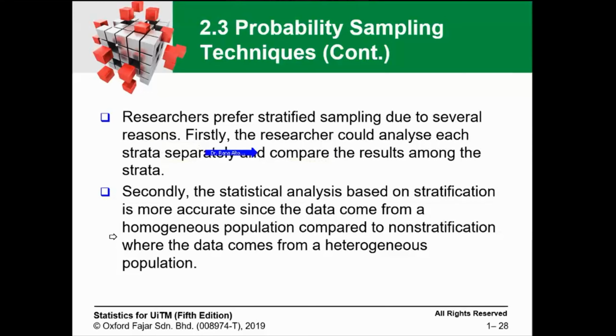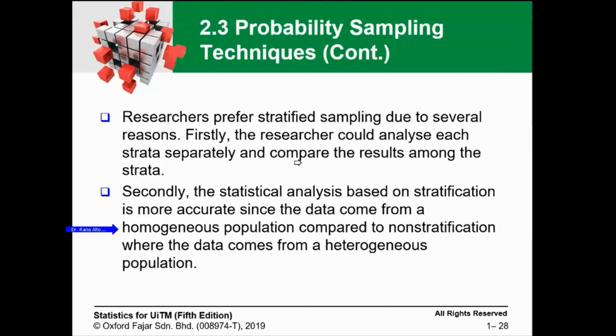Our example is the population is 100. Okay, it means our capital N is 100. Our population is 100 and the intended sample size we are looking for is 10. So based on the equation, we need to divide the population size by the sample size. So 100 divided by 10 equals 10.